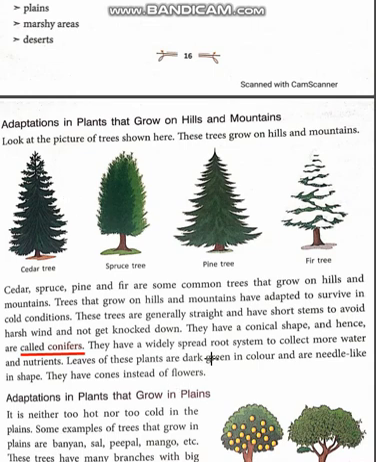They have a widely spread root system to collect more water. Their roots are very widely spread under the ground, and for nutrients. The leaves of these plants are dark green and needle-like, and they have cones instead of flowers. So read all these things very carefully today.